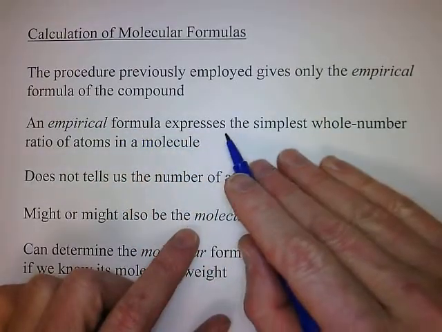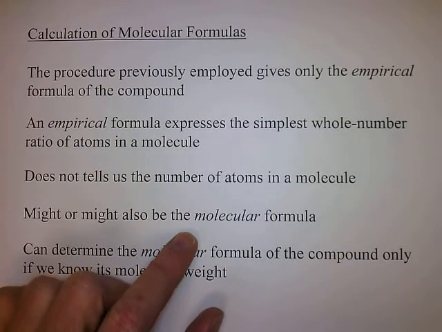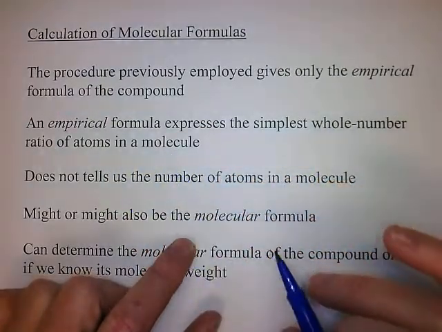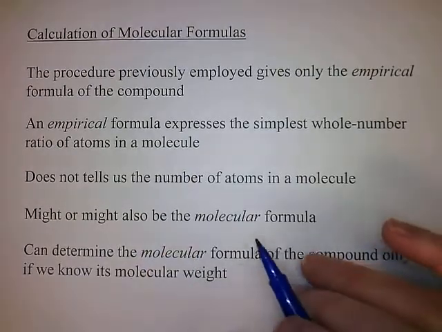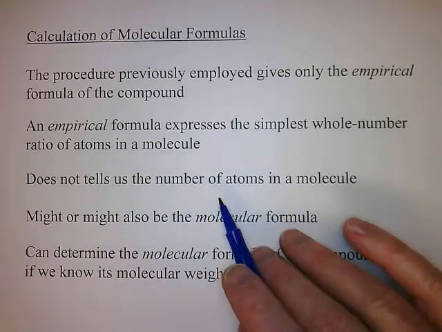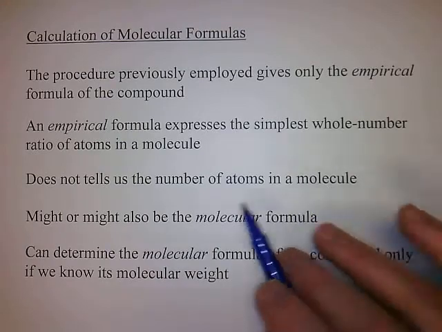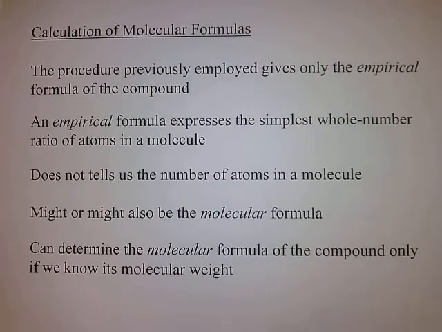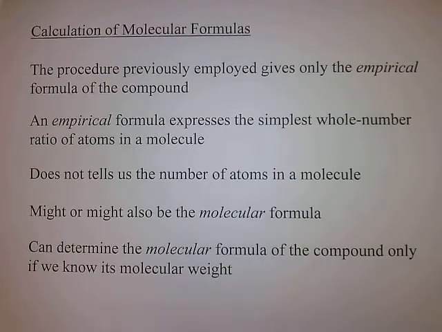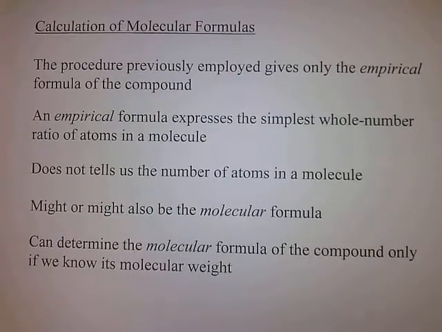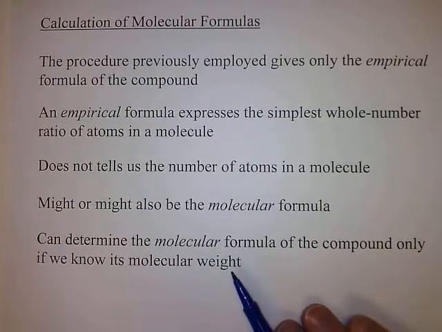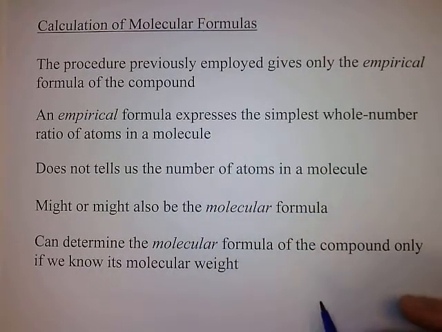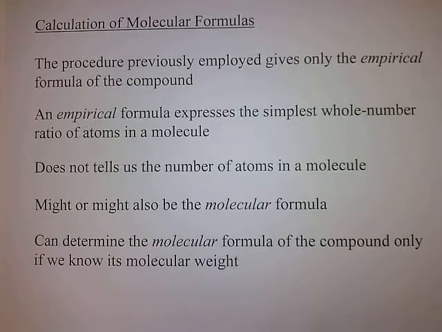An empirical formula expresses the simplest whole number ratio of atoms in a molecule. It does not tell us the actual number of atoms in a molecule, and it might or might not be the molecular formula. To determine the molecular formula, you would need additional information, like the molecular weight. Now, if you know the empirical formula and you know the molecular weight, then you can figure out the molecular formula.